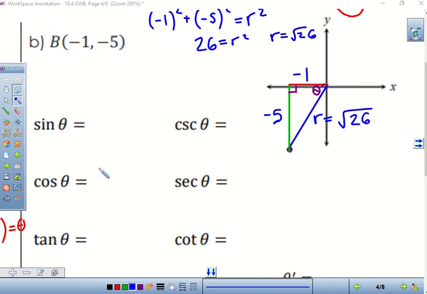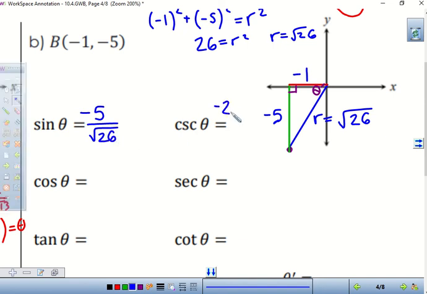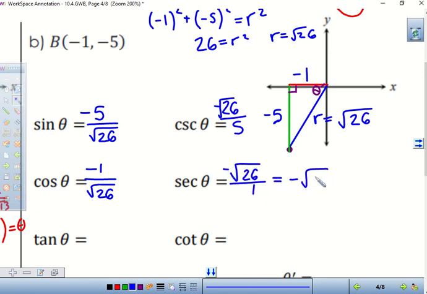Now that we have that, we're going to do our trig functions. Sine is opposite over hypotenuse. And I'm going to rationalize at the end. Cosecant is negative radical 26 over 5. Cosine is -1 over radical 26. And secant would be the reciprocal of that, which would be negative radical 26 over 1, which is just negative radical 26.